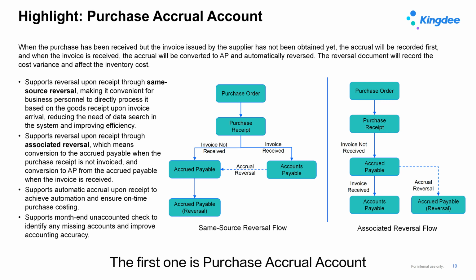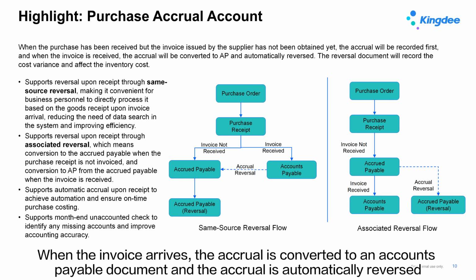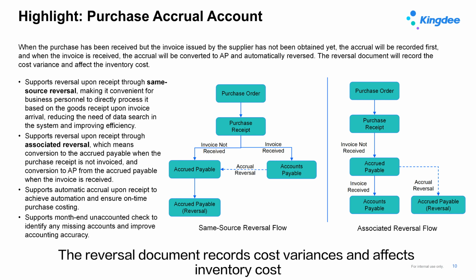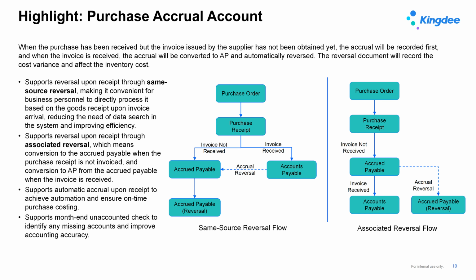The first one is purchase accrual account. When goods have been received, but the supplier invoice has not yet been obtained, the system records an accrual. When the invoice arrives, the accrual is converted to an accounts payable document, and the accrual is automatically reversed. The reversal document records cost variances and affects inventory cost. The system supports both same-source reversal and associated reversal modes, and also supports automatic accrual.